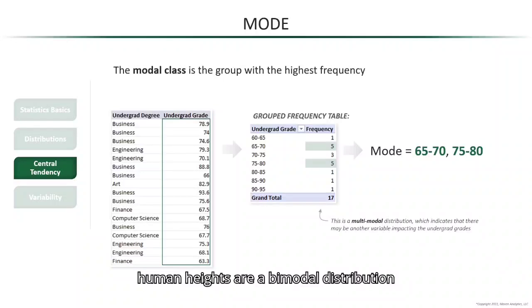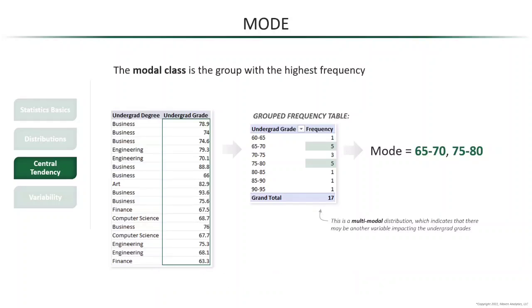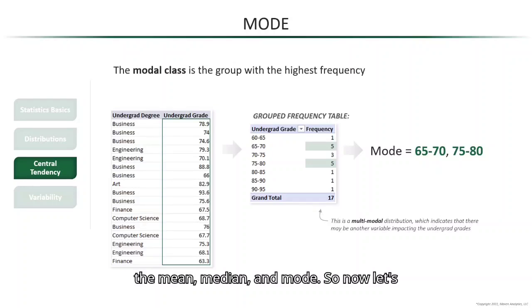For example, human heights are a bimodal distribution, since gender is a big part of height. So if you were visualizing the distribution of human heights, you'd see a peak with the most frequent female heights, and you'd see another peak separately where the most frequent male heights are. So typically you'd want to filter or split those heights up by that second variable, which in that case would be gender. But that's the mean, median, and mode.